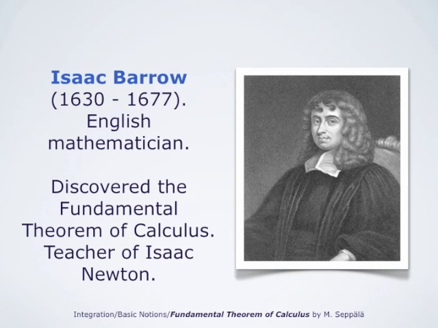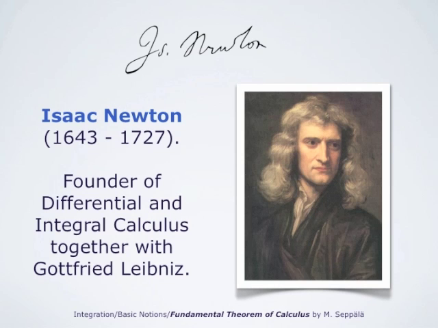The first proof of the full version was found by Isaac Barrow, an English mathematician. He was born in 1630 and passed away in 1677. He also lived only 47 years. He discovered the fundamental theorem of calculus, and he was the teacher of Isaac Newton. Isaac Newton was born in 1643, passed away in 1727.